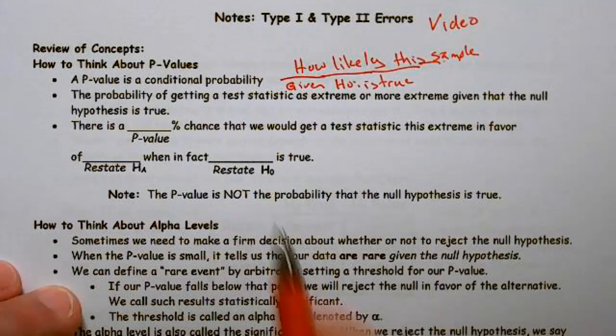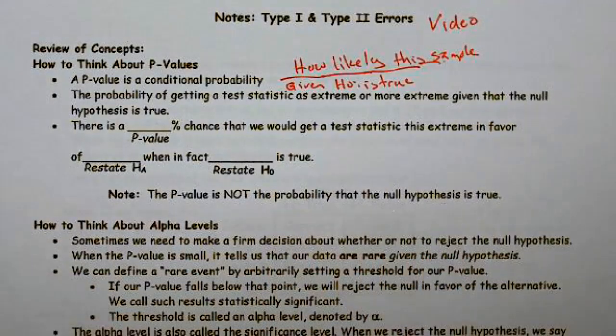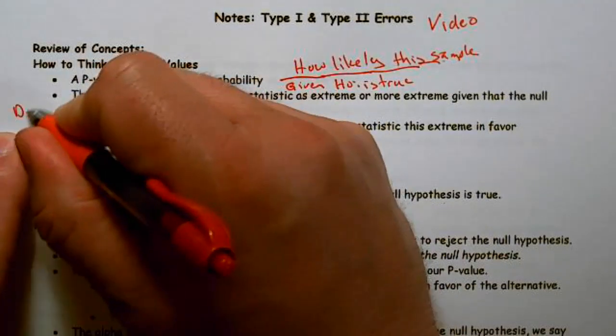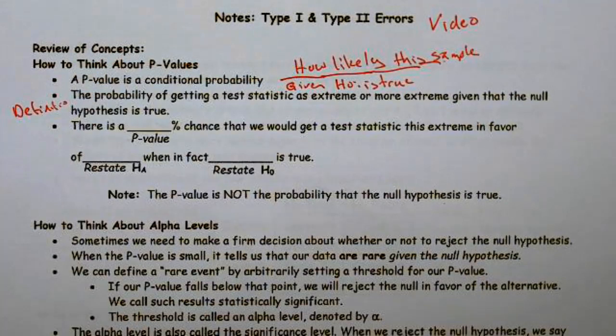Please note, the p-value is not the probability that the null is true. It's basically, here's our definition right here. So you probably want to label it that way. It's the probability of getting a test statistic this extreme by random chance alone given that the null is true.